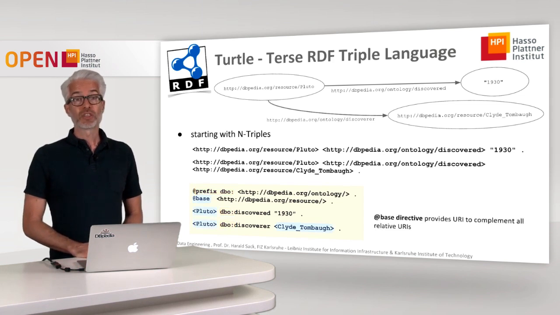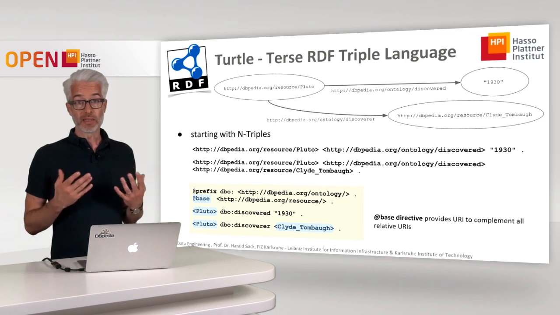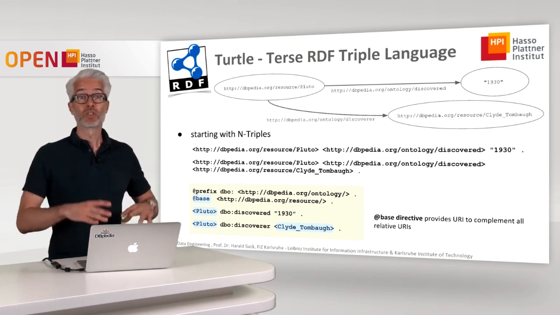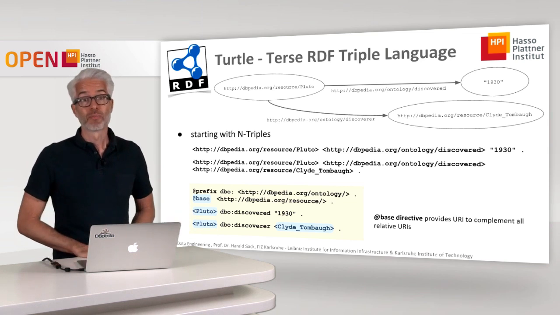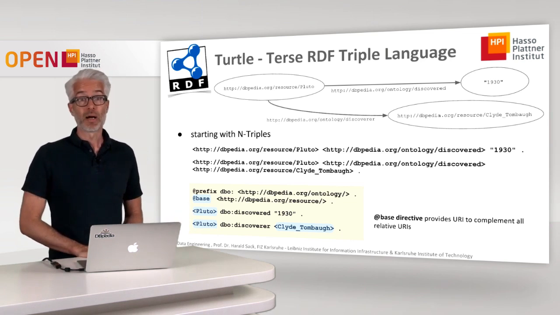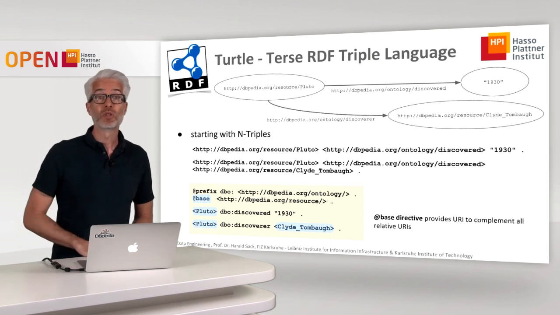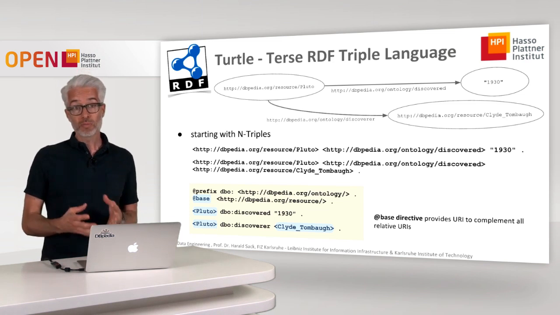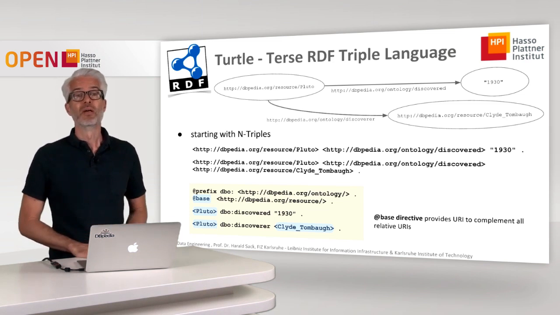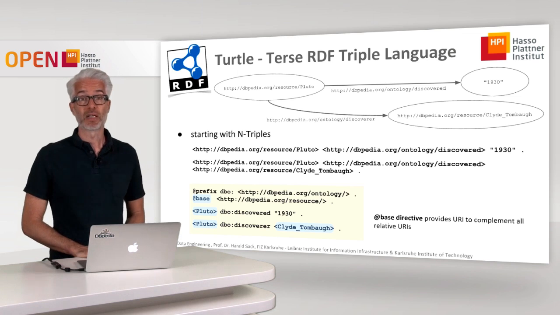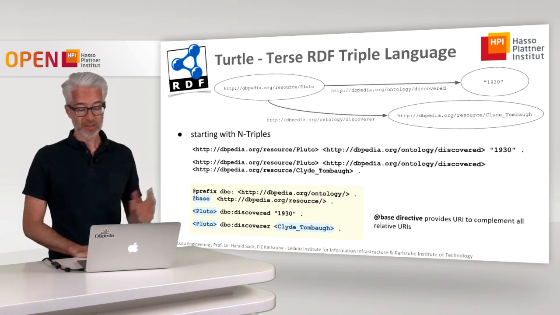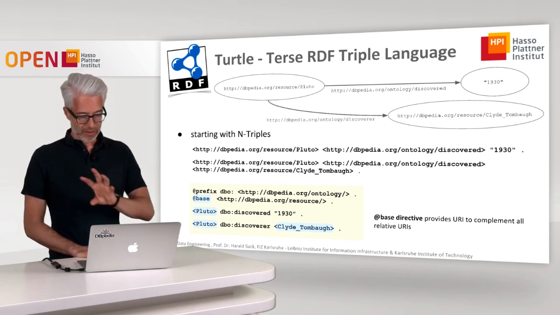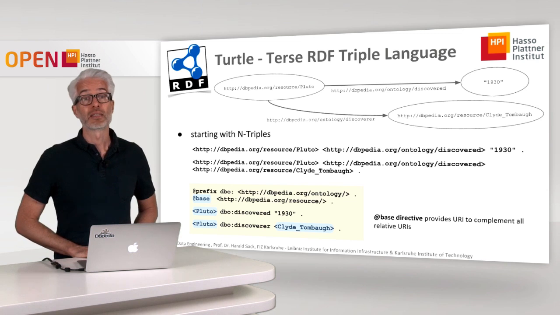Another means of abbreviation is, for example, the definition of a base directive, which provides a URI to complement all relative URIs which are not complemented by an already existing or defined prefix. So every relative URI that is encountered will be complemented with the base URI that has been defined in the base directive, as you see here. So these are the first two means to abbreviate the facts that have been represented in RDF.